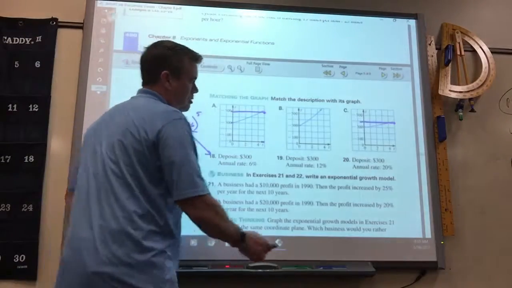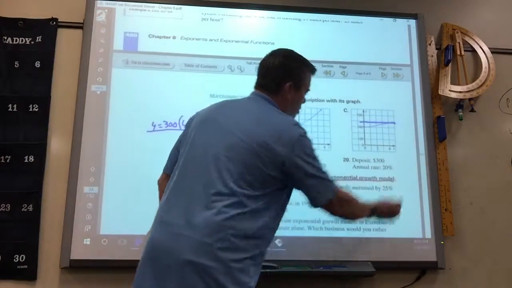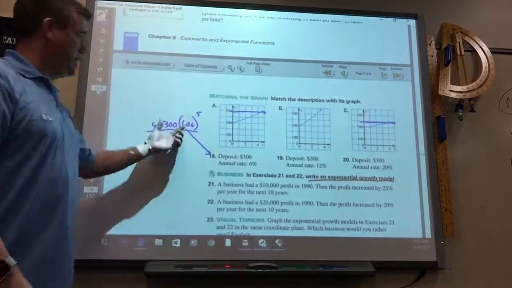21 and 22, you don't need to solve. All they want is the model, which is the equation like this.